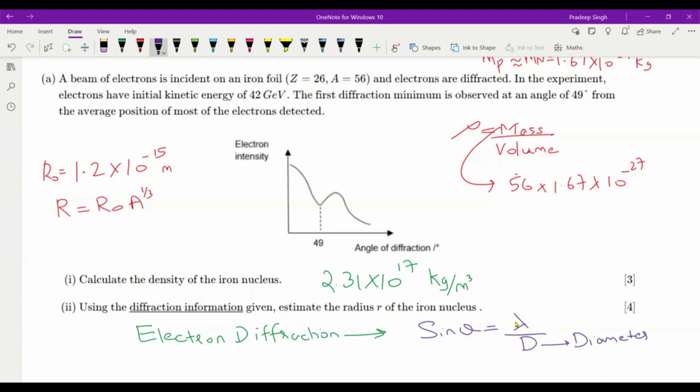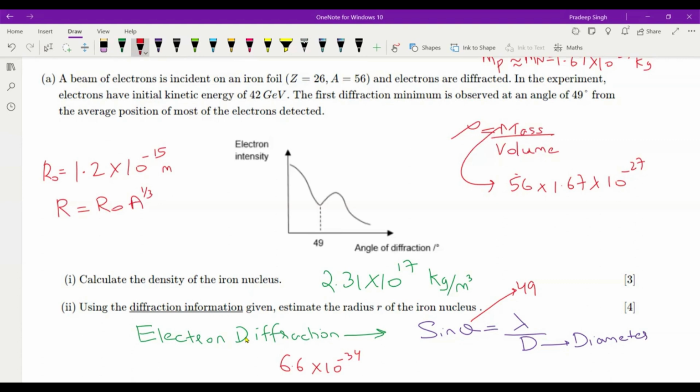Now try to work backwards. Angle is given in the graph. Theta is 49. To find the diameter, somehow we need lambda. So what is the value of Planck's constant again? Planck's constant, yeah, 6.6 into 10 to the power minus 34. Okay, thank you, sir. But that's for a photon. We don't have a photon here.